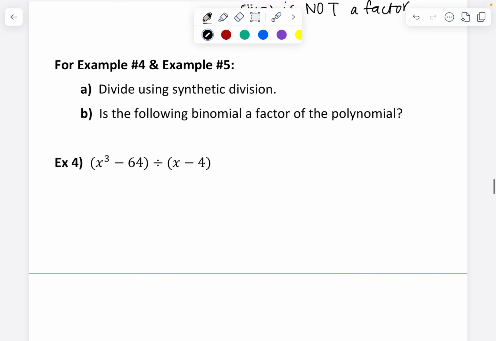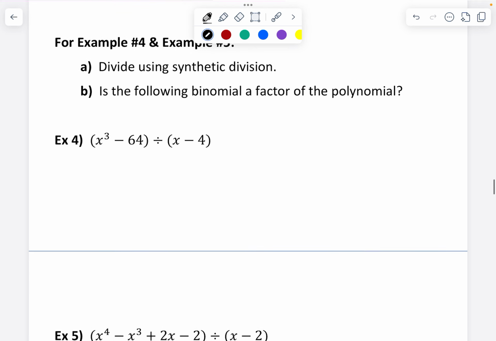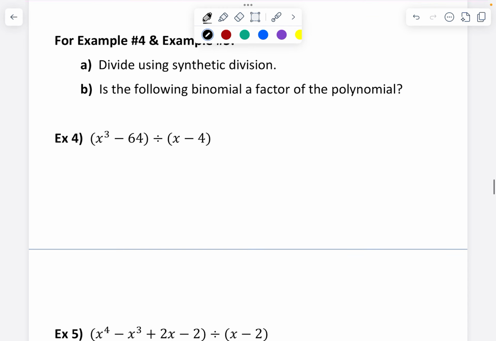For example number 4 and example 5, divide using synthetic division and then determine, is the following binomial a factor of the polynomial? Okay, and so here we're gonna use our synthetic division. X minus 4 has a root of x equals 4. And so collecting our coefficients, we're gonna need lots of placeholders. 1x cubed, 0x squared, 0x, and -64 for the constant.